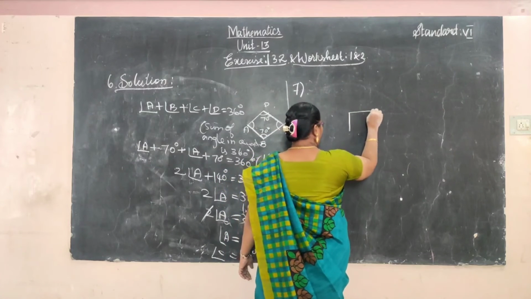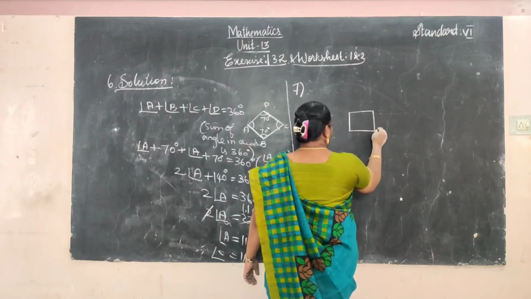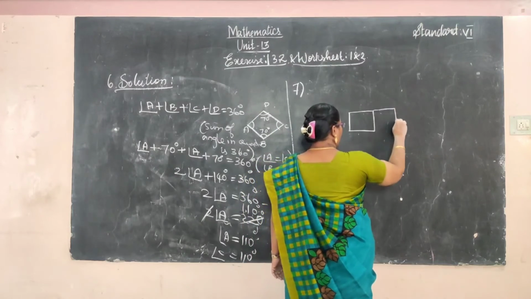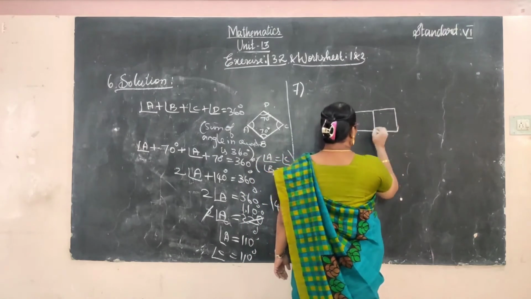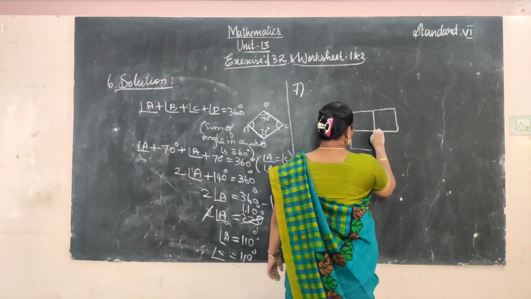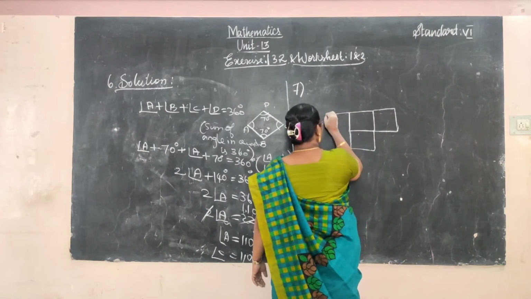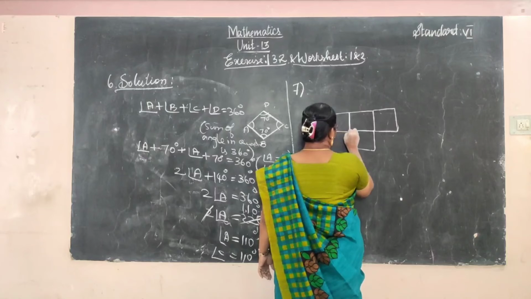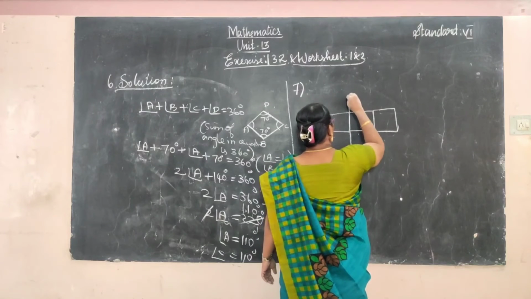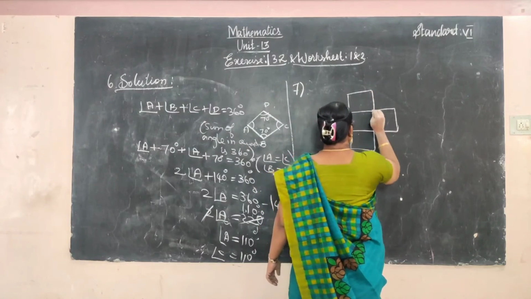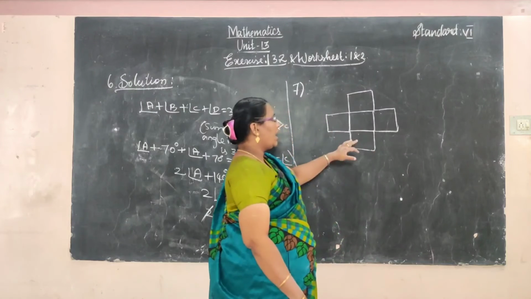For example, we have considered this one cuboid. Join this side another cuboid. Here also we have joined. So which sides are hidden?